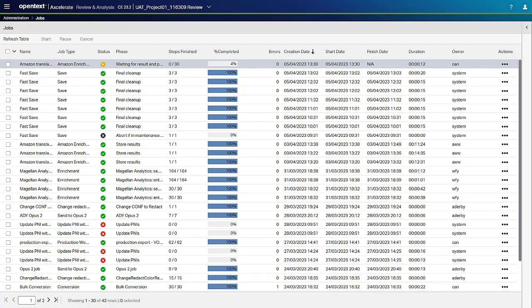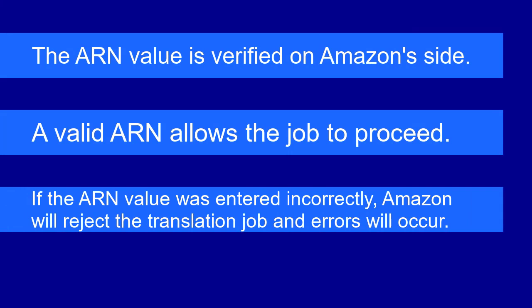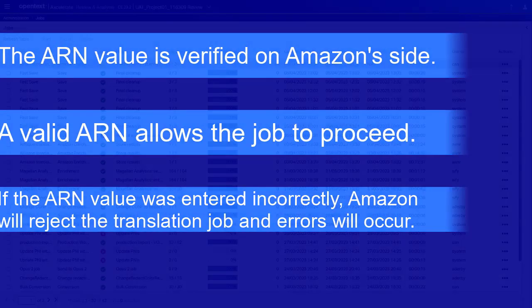When the translation job is submitted, the ARN value, which is specified in the back end by an administrator or an OpenText project manager, is verified on Amazon's side, and a valid ARN allows the job to proceed. If the ARN value was entered incorrectly, Amazon will reject the translation job, and the user will see a fatal error on the Jobs tab, as well as appropriate error messages within the engine log. An Amazon error message will also be logged.